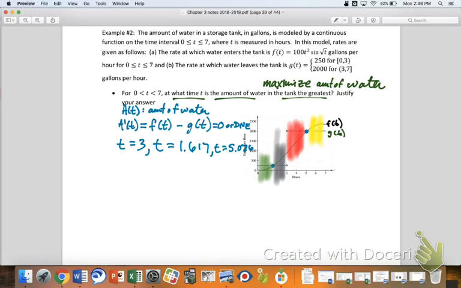Okay, so if I'm looking for a maximum, I am looking for where A prime does what? Changes from positive to negative. So let's keep in mind that f of t is the curvy graph and g of t is the horizontal line graph. I'm going to write a little more than I need to, but hopefully this will give you a sense here. At t equals 1.617, A prime changes from what to what?